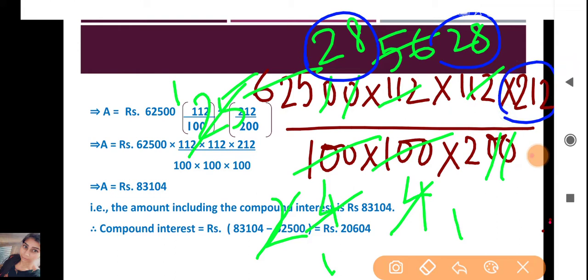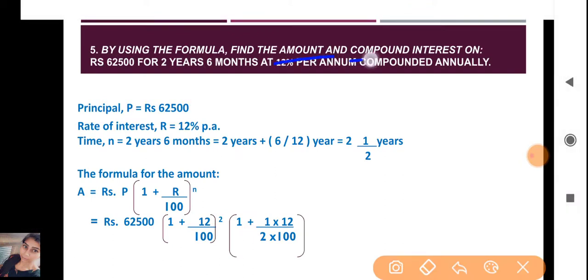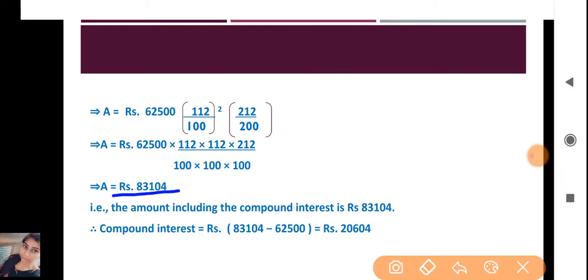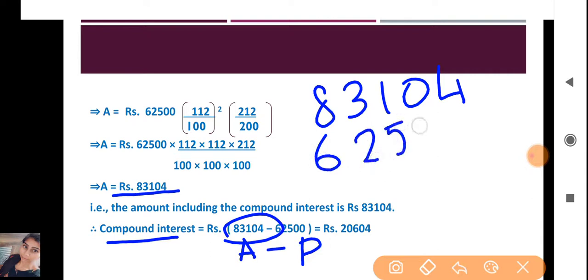When you multiply these three, you will get 83104. You can multiply and check. So this 83,104 is nothing but my amount. But for this question, we need to find out the amount as well as the compound interest. Since this is my amount, directly I can substitute the value in the formula for compound interest, and the formula is A minus P. A is 83104, and my principal is 62500.